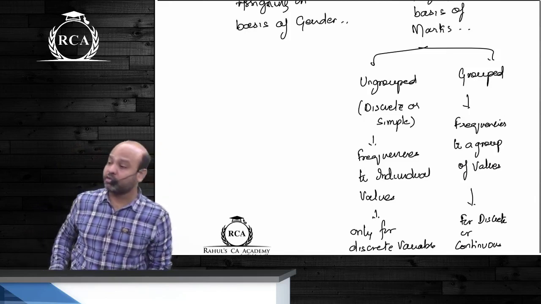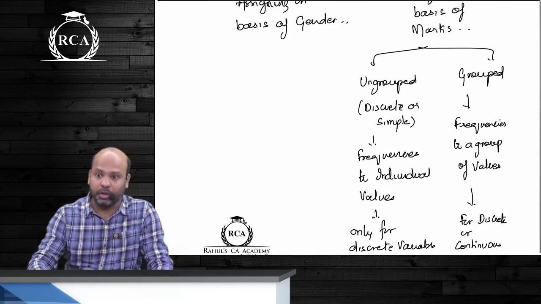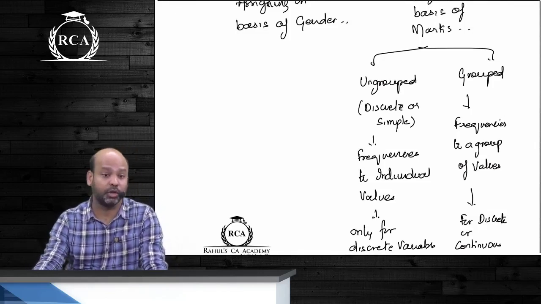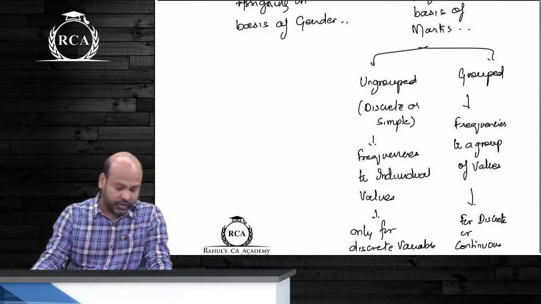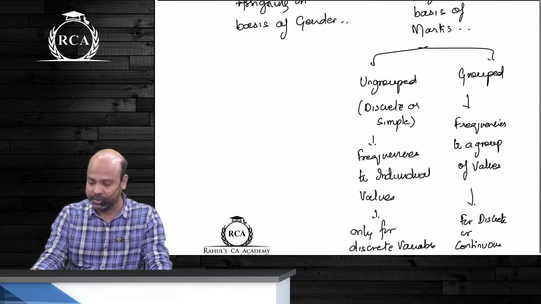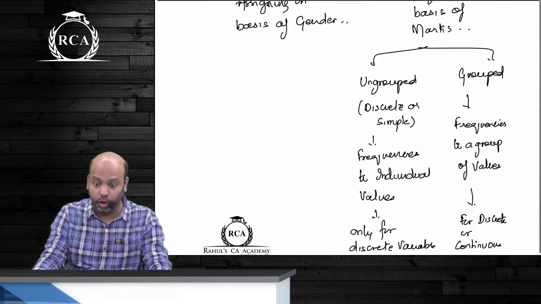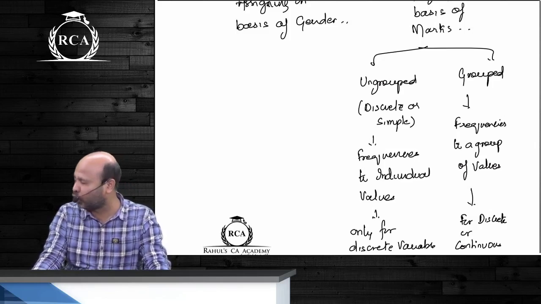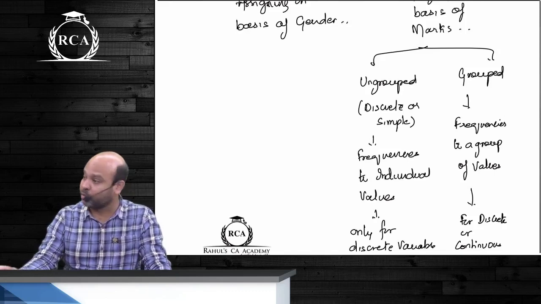Now, when it comes to grouped frequency distribution, these class intervals can be on a mutually inclusive basis or a mutually exclusive basis. In mutually inclusive class intervals, you include both the lower class limit and the upper class limit. Under mutually exclusive, you include the lower limit, but you exclude the upper class limit. So that is mutually exclusive.